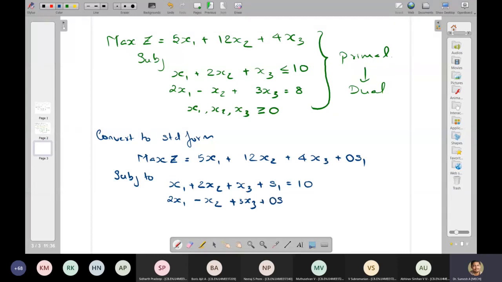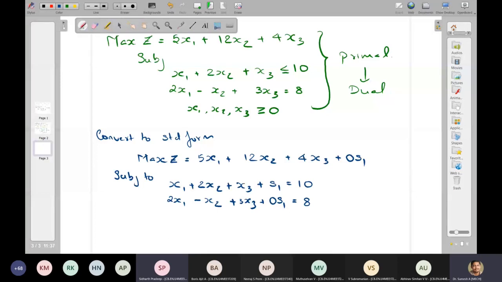Now convert into dual. How many variables will come in the case of dual? Three constraints, but two variables in the dual, y1 and y2. It is minimize, not maximize. So it is minimize z equals 10y1 plus 8y2.